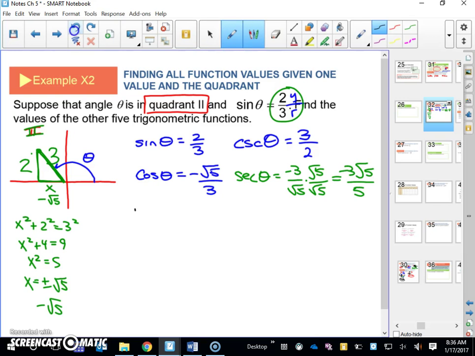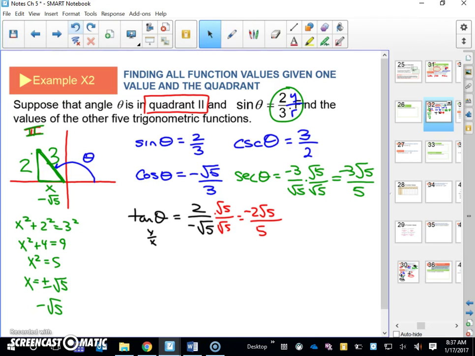Then tangent theta, remember the ratio, tangent theta is y over x, right? The y number was 2, and the x number was negative square root of 5. And so then we would need to rationalize that. We get negative 2 square root of 5 over 5.